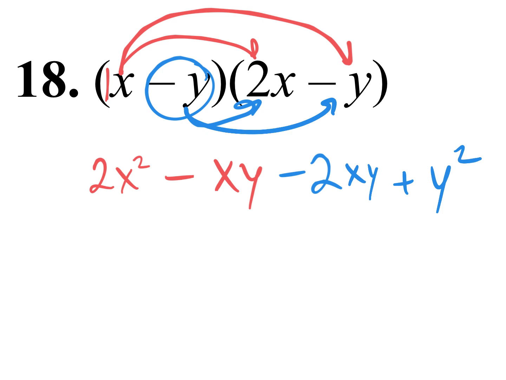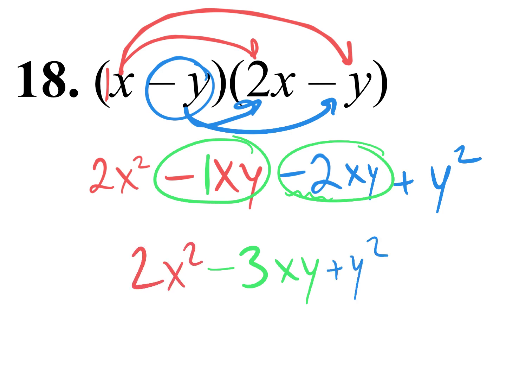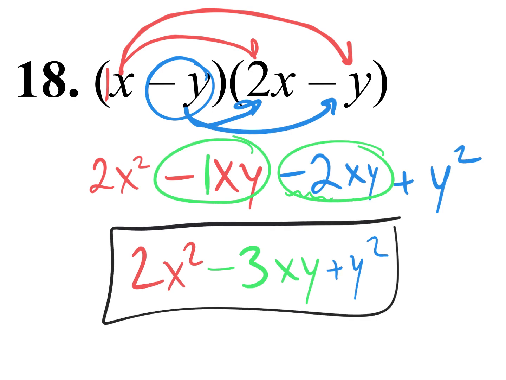And the middle terms, right here, you owe one of these xy values, and then you owe two more of those xy values. So if you owe one and you owe two, you're going to owe three altogether of those exact xy values. The exponents don't change when you're adding or subtracting, only when you're multiplying. So the first term, 2x squared, comes down. The last term, plus y squared, comes down. And there's your final answer, 2x squared minus 3xy plus y squared.